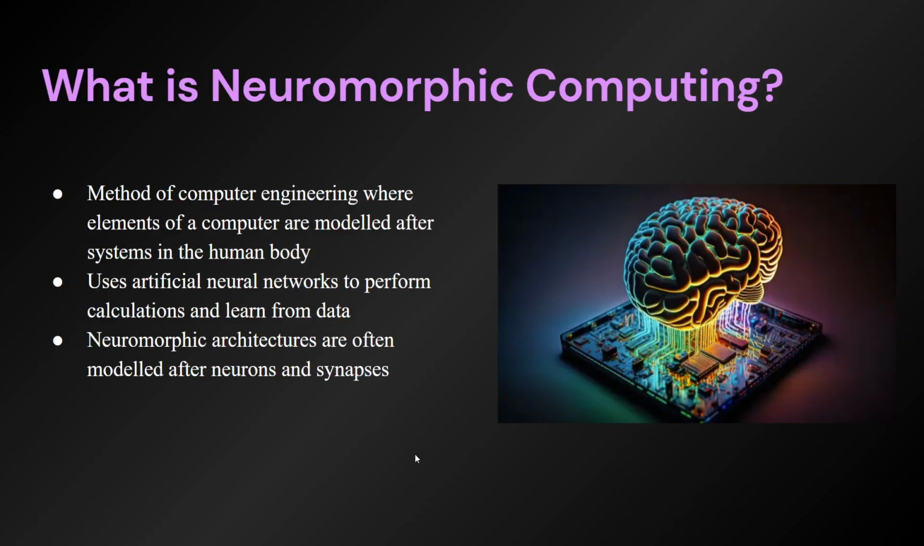So what is neuromorphic computing? Neuromorphic computing is a method of computer engineering where elements of a computer are modeled after the systems in the human body. It uses artificial neural networks to perform calculations and learn from that data. Neuromorphic architectures are often modeled after neurons and synapses. A synapse is basically like a bridge where neurons can connect and communicate with each other.